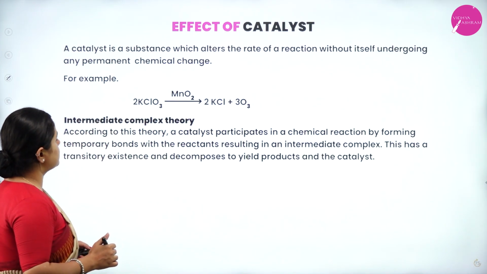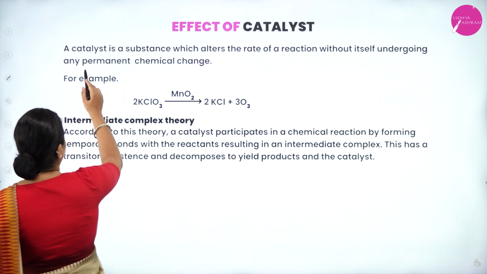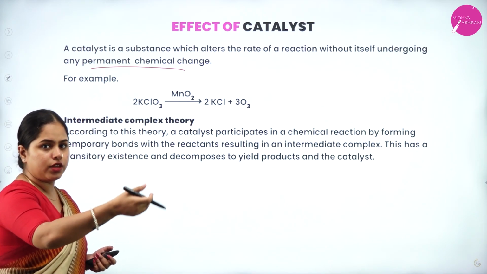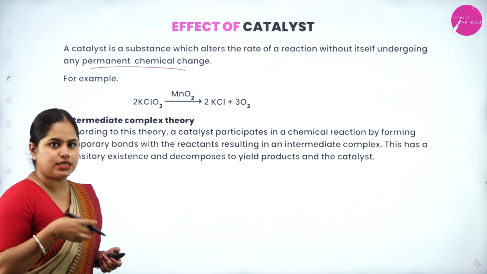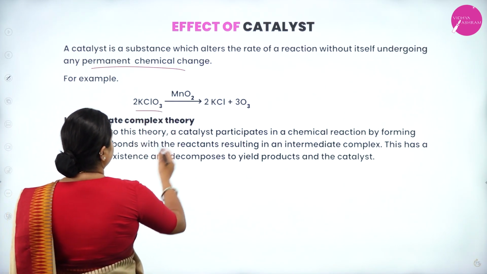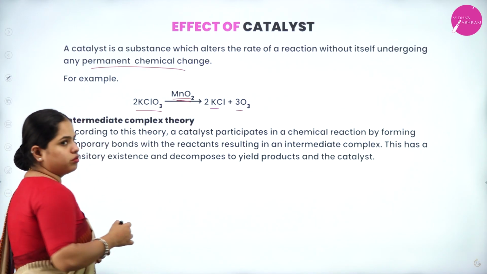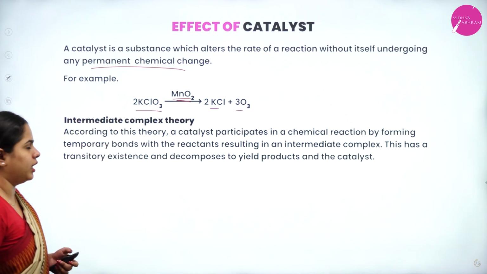So a catalyst is a substance which alters the rate of the reaction without itself undergoing any permanent chemical change. By the end of the reaction, we'll obtain the catalyst as it is. It just alters the rate of the reaction. For example, KClO3 gets converted into KCl and oxygen, and here MnO2 is used as a catalyst to increase the rate of the reaction.